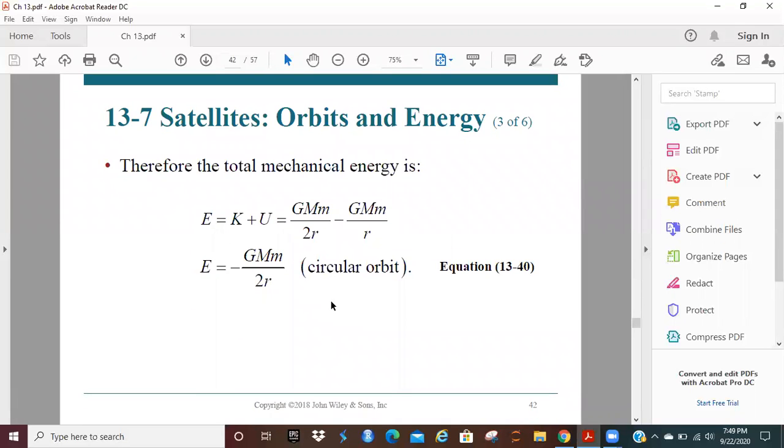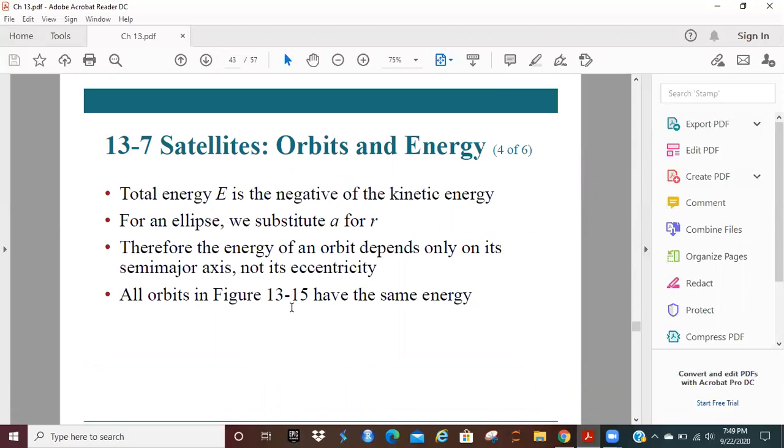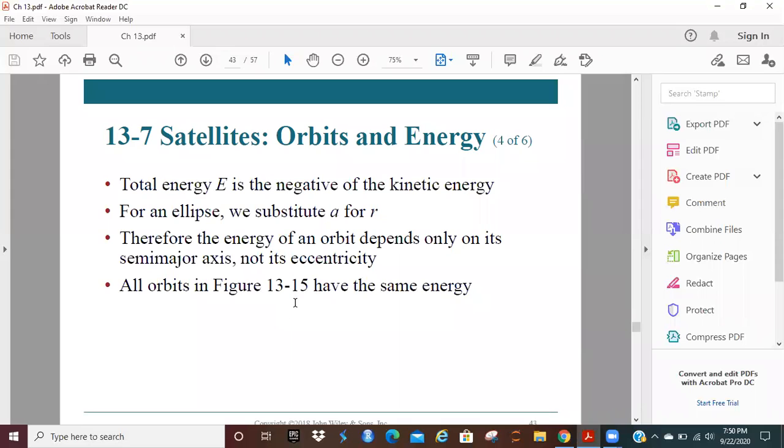The total mechanical energy, if you sum the two together, is going to be equal to minus GMm divided by 2r. So the total energy E is going to be the negative of the kinetic energy. For an ellipse, you substitute a in for r, and therefore the energy of an orbit depends only on the semi-major axis, not its eccentricity.